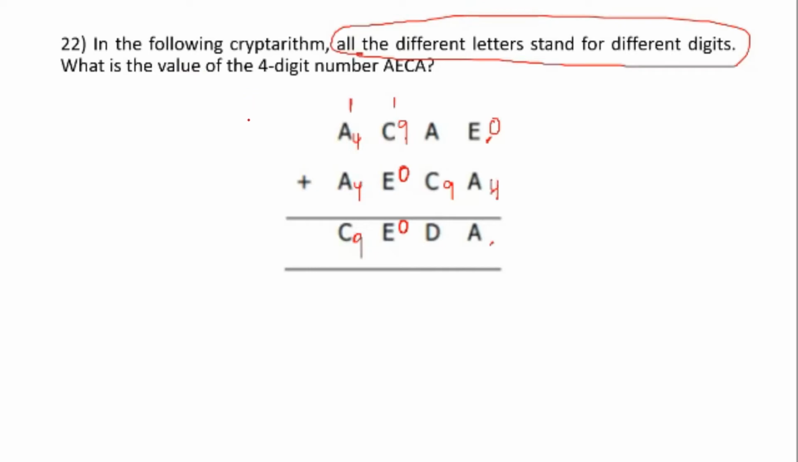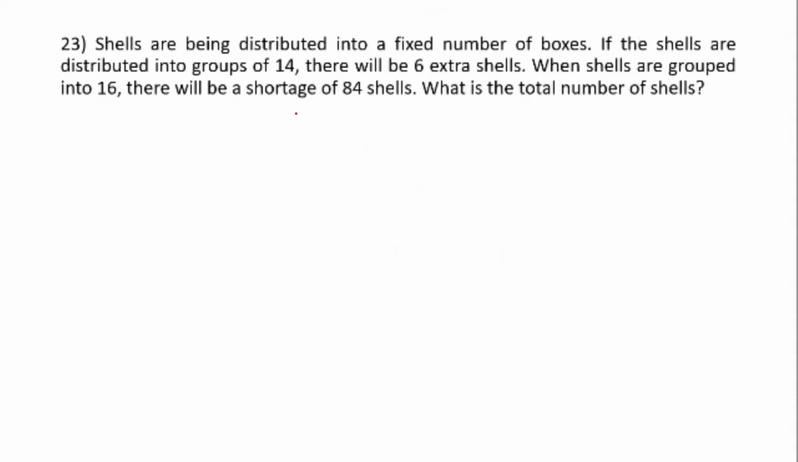So this one is 4 and 4. And if we know that this is 4, then D must be 3, because 4 plus 9 is 13. Right? So what's the number AECA? AECA is 4094.